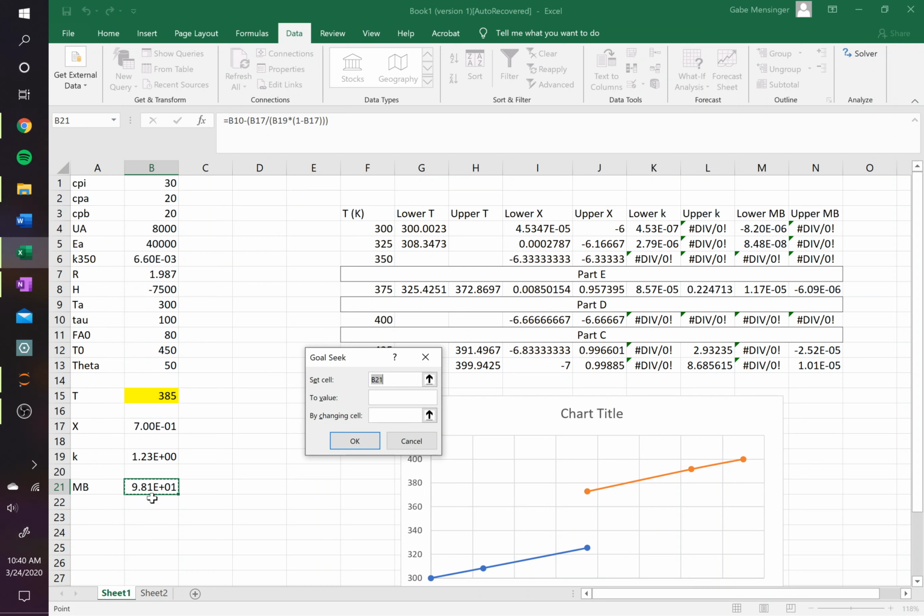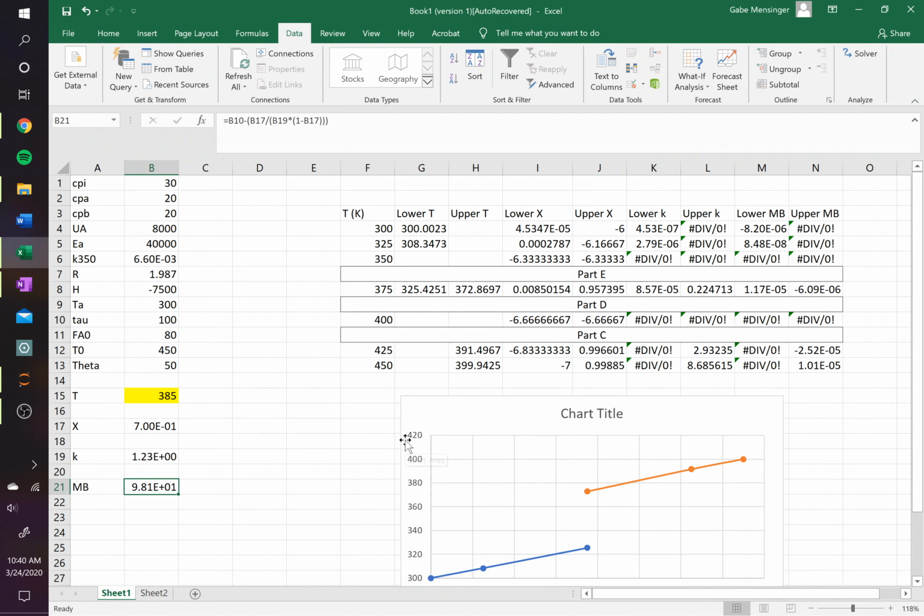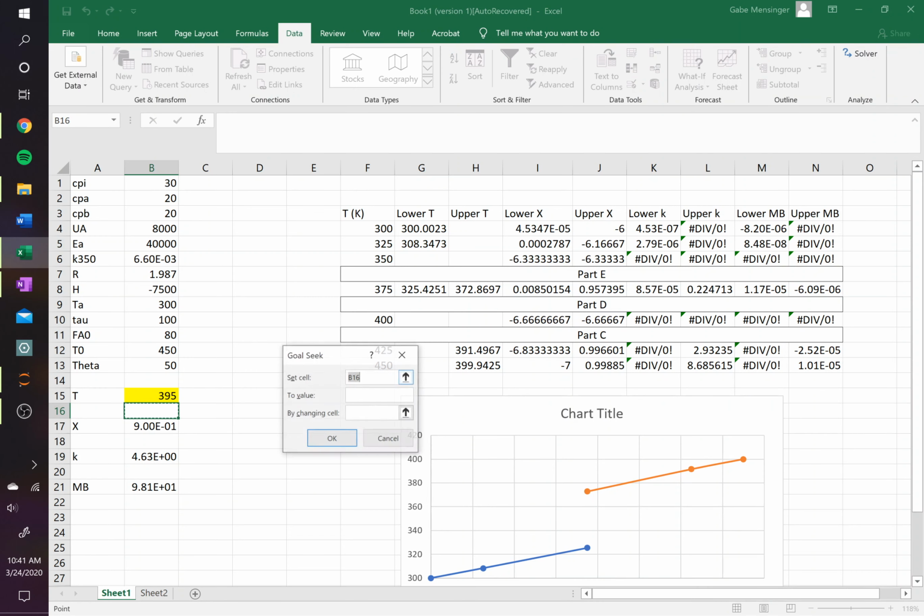We want this cell, which is the mass balance, to be equal to 0 by changing our temperature. And hopefully this worked. It didn't, and it could be because I guessed too low. So let's try a little higher. Unfortunately, with this problem, if your guess isn't basically the answer, it's going to be very difficult. So same thing, equal to 0 by changing temperature.